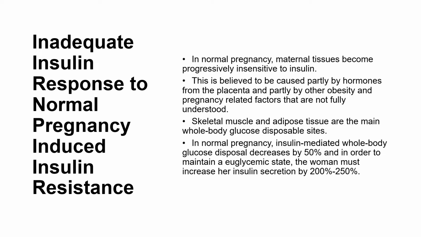Skeletal muscle and adipose tissue are the main whole-body glucose disposal sites. In normal pregnancy, insulin-mediated whole-body glucose disposal decreases by 50%. In order to maintain a euglycemic state, the woman must increase her insulin secretion by 200 to 250%.